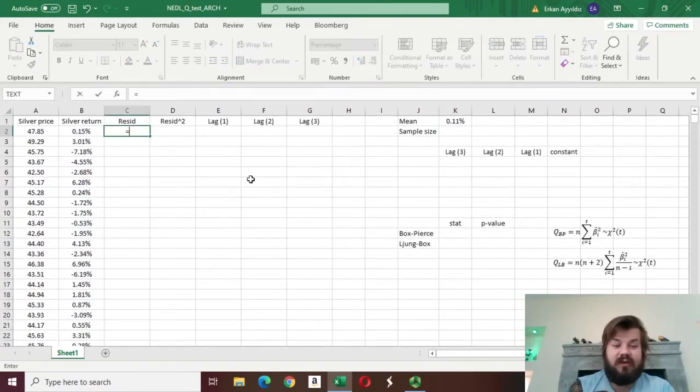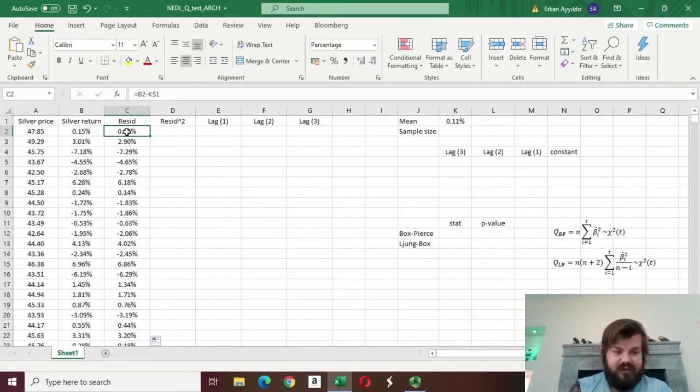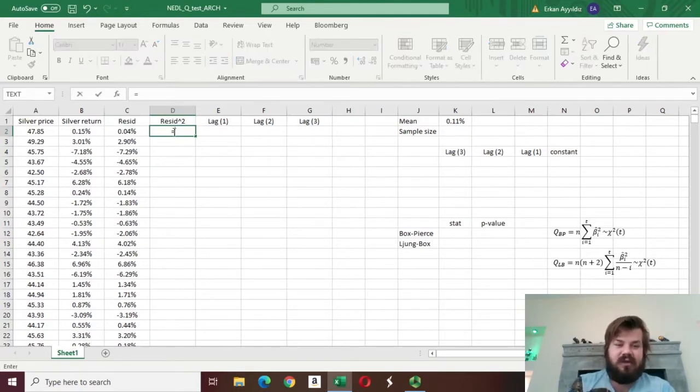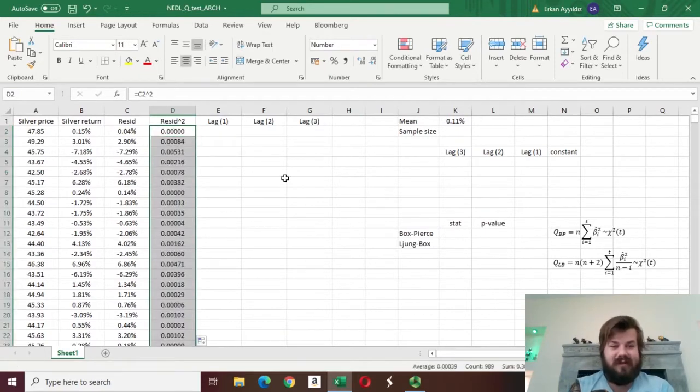Now we can calculate the residuals by just subtracting the average return from every single observation, and we're locking the mean because we want it to stay the same. Then we drag the formula all the way down and get daily residuals, daily abnormal silver returns. And then we can calculate squared residuals that would represent volatility in our heteroskedasticity test. So we just square the respective residuals and drag the formula all the way down.